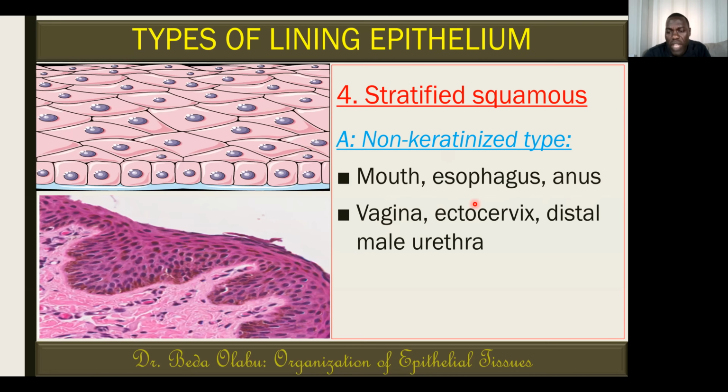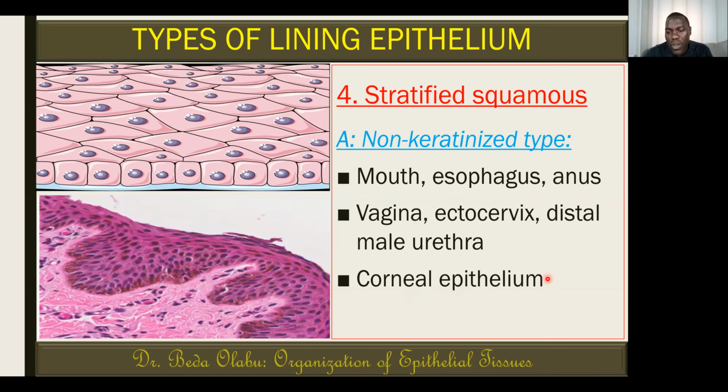Also, within the reproductive systems, there are regions with stratified squamous non-keratinized epithelium. The vagina has this type of epithelium. The lower part of the cervix is what we call ectocervix. It will also have this type of epithelium. The distal part of the male urethra also has this type of epithelium. You again realize that those regions experience friction, whether anticipated or actualized.